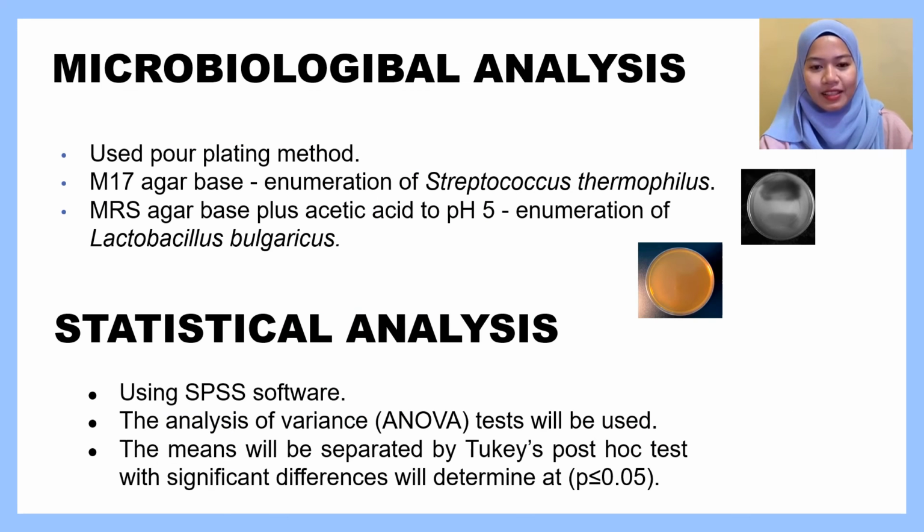Next, for the microbiological analysis, the pour plating method will be used, where the medium of M17 agar will be used for enumeration of Streptococcus thermophilus, while the medium of MRS agar base plus acetic acid to pH 5 will be used for enumeration of Lactobacillus bulgaricus.